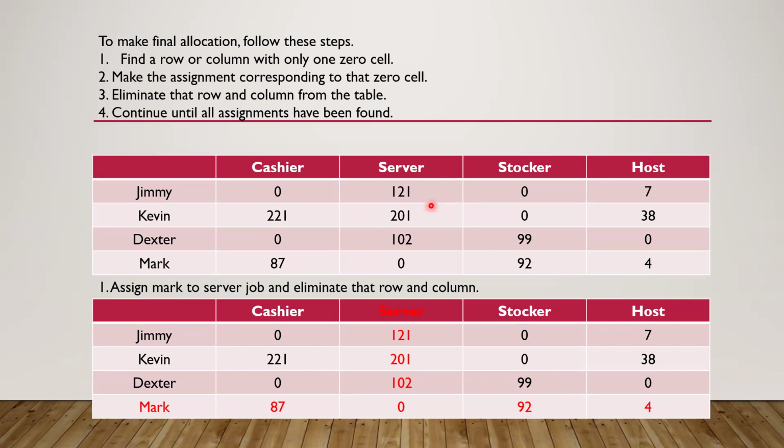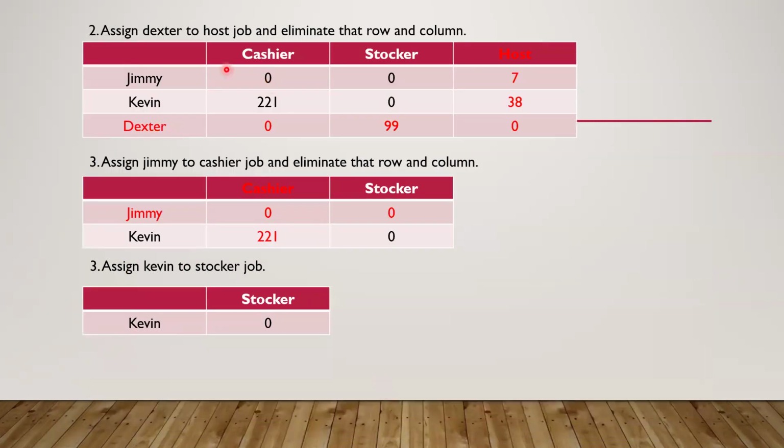So we have this table 5. The first thing to do is assign Mark to the server job and eliminate that row and column. So this highlighted part, we will eliminate it because we have assigned Mark as the server. Second, we assign Dexter to the host job. So we eliminate this row and this column. Third, we assign Jimmy to the cashier job. And then, we assign Kevin to the stocker job.